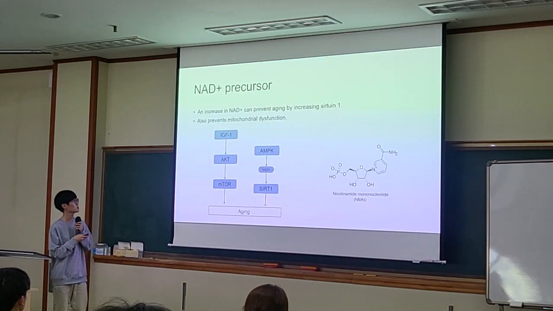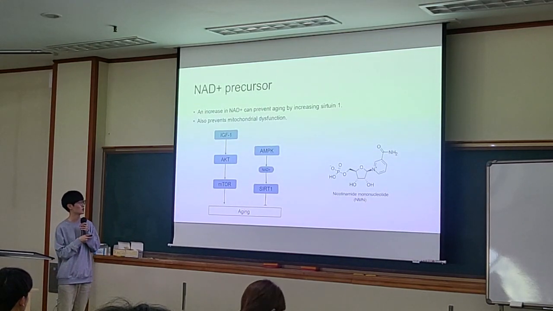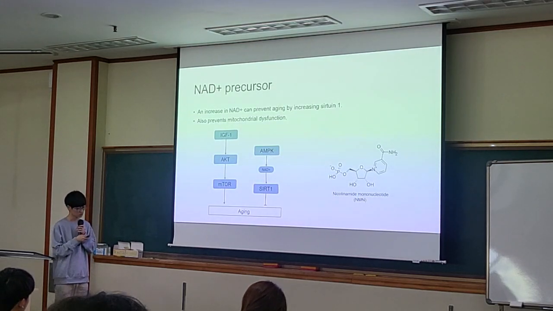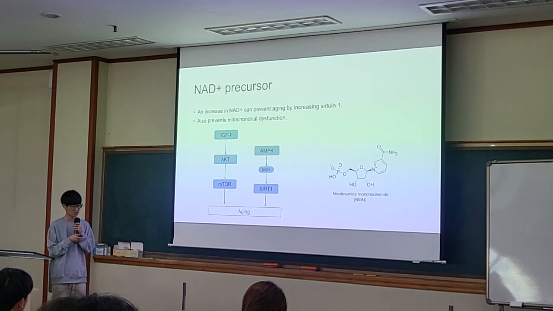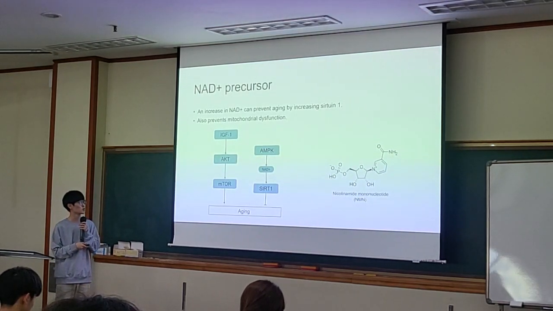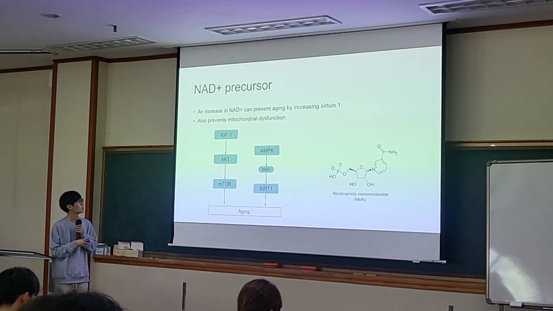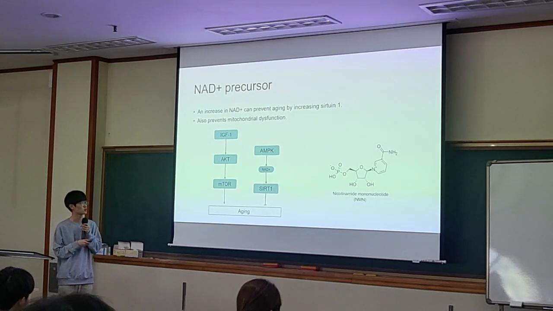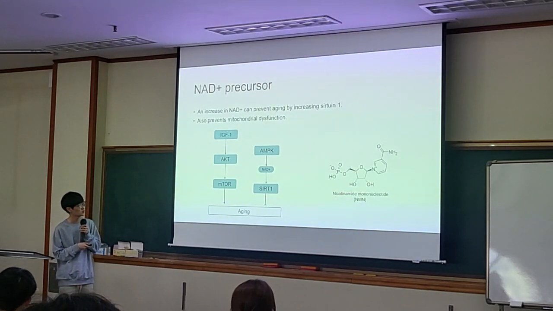Also, NAD plus precursors can act as inhibition of the IGF-1 pathway. An increase in NAD plus can prevent aging by increasing SIRT1. Also, it prevents mitochondrial dysfunction. The most famous NAD plus precursor is nicotinamide mononucleotide, called NMN.